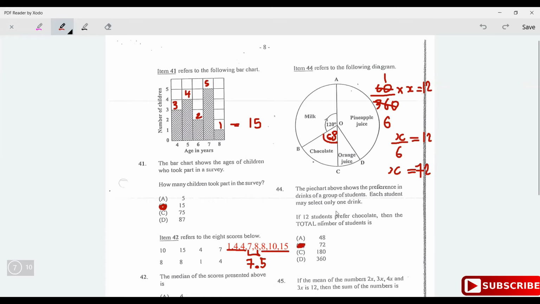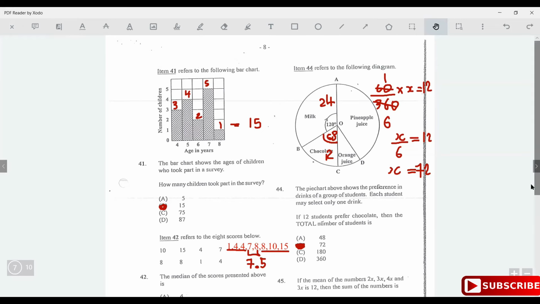Right? Nice. So if you were to continue and fill it out, the total is 72. The number of students for chocolate is 12. Then that means if this is 12, then the number for milk, times it by 2, would be 24. So there's 24 for milk. And we don't know how many for pineapple or orange juice, because they didn't give us the angle. But if they had asked for the number of students for milk, we know it's 24. All right. Moving right along.